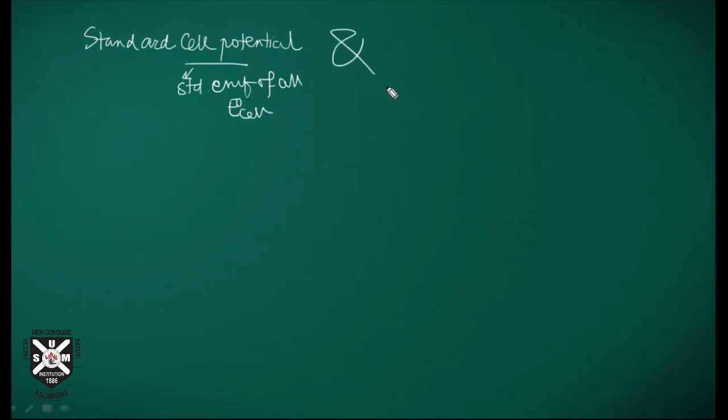Now let us find out the relation between standard cell potential, which is nothing but standard EMF of the cell, represented as E naught cell, and the equilibrium constant. Do you remember that? The equilibrium constant of any chemical reaction is usually represented by capital letter K. We know from thermodynamics that delta G, the change in Gibbs free energy in the standard state, is the change in standard free energy.